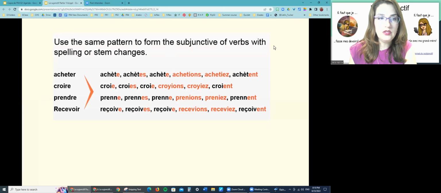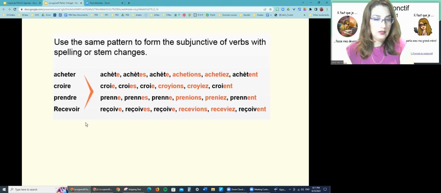Use the same pattern to form the subjunctive of verbs with spelling and stem change. So here we have the same idea, okay? Acheter: achète, achètes, achète, achetions, achetiez, achètent. Let's do recevoir, and I'll let you do the rest on your own. Recevoir, to receive: que je reçoive, que tu reçoives, qu'il reçoive, que nous recevions, que vous receviez, qu'ils reçoivent. D'accord?